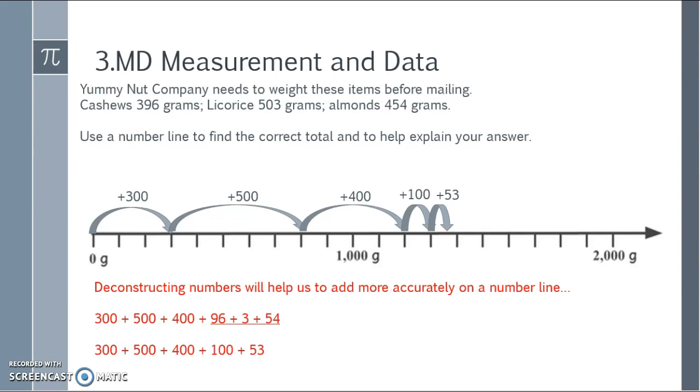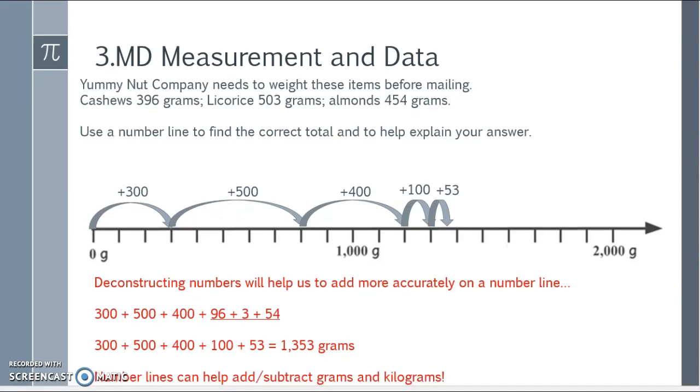So all together then, we have 1,353 grams, just as our base 10 pieces showed us. Further, number lines can help add and subtract grams, kilograms, and any other metric system number as well.